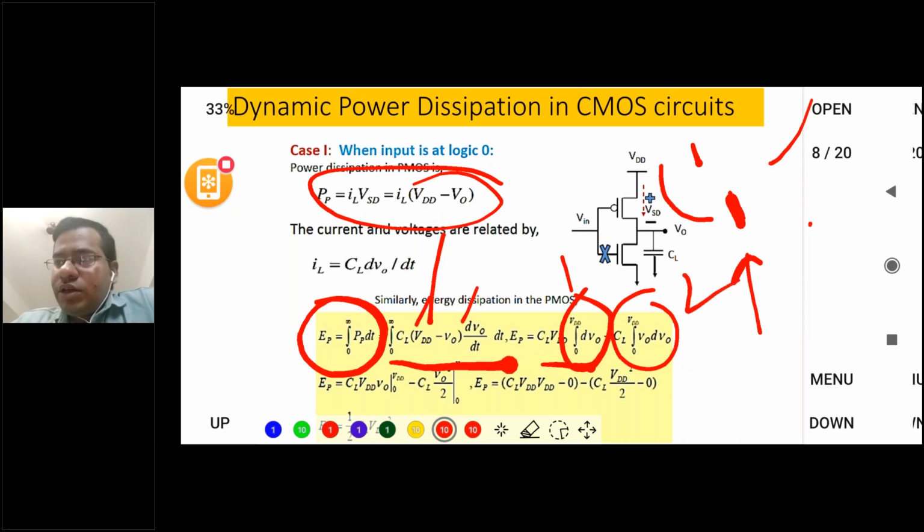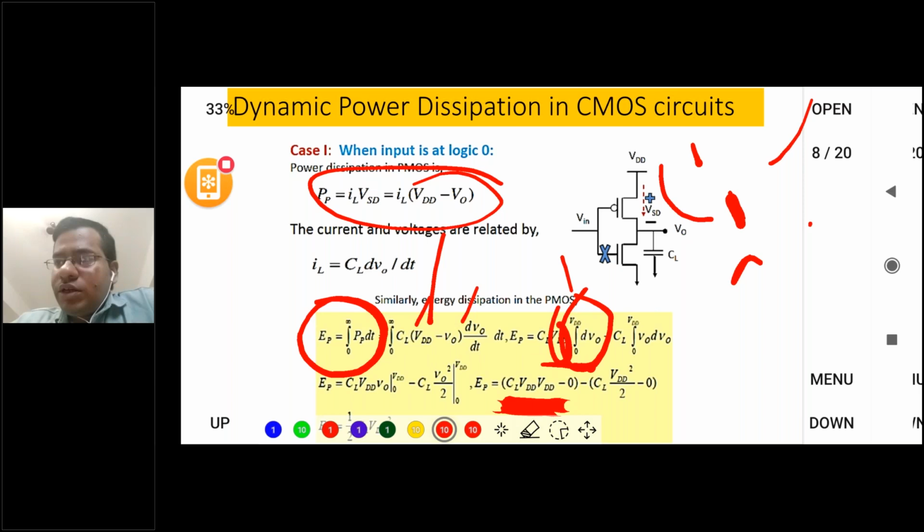Now concentrate on the first term. You solve the integration of dV naught, so upper limit minus lower limit, so VDD, and already VDD is also there. So what is this? CL VDD square. Now you concentrate on the second term. What is the second term? V naught square divided by 2.